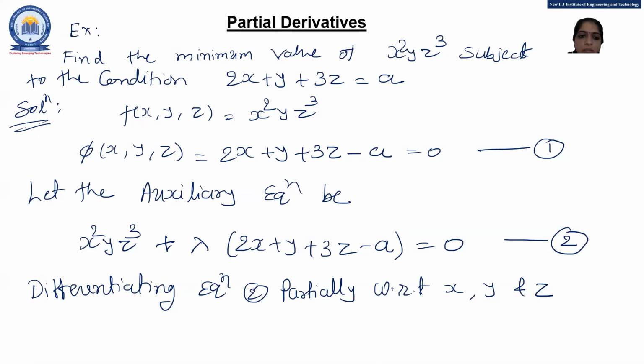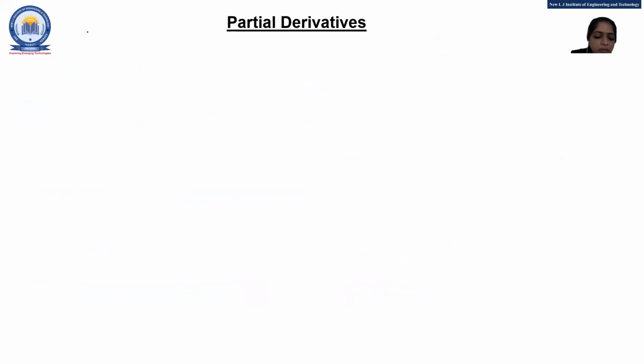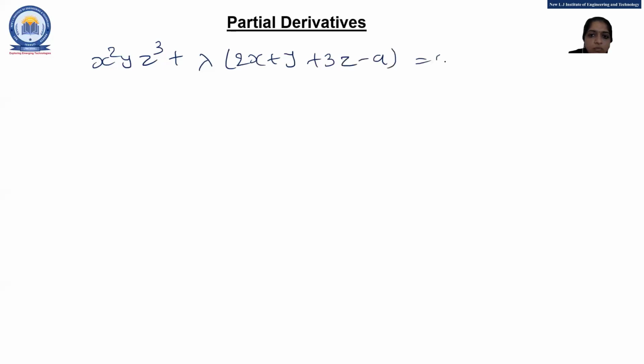So I write equation 2 again, that is x square y z cube plus lambda into 2x plus y plus 3z minus 8 equal to 0. This is my equation 2. And I am going to differentiate partially with respect to x. The derivative of the first term is 2xyz cube, and the derivative of the second term with respect to x is 2 lambda, equal to 0.